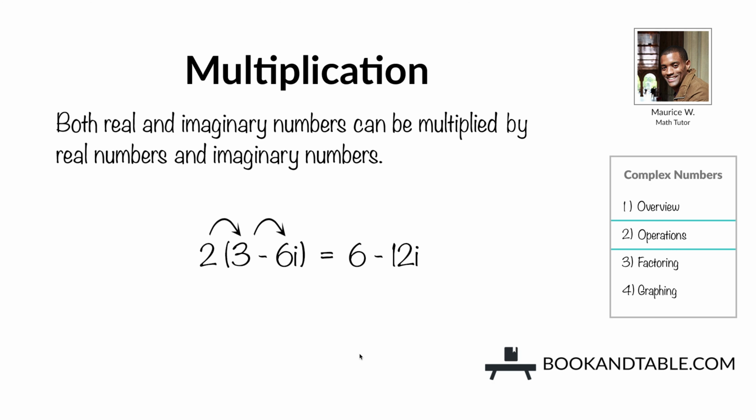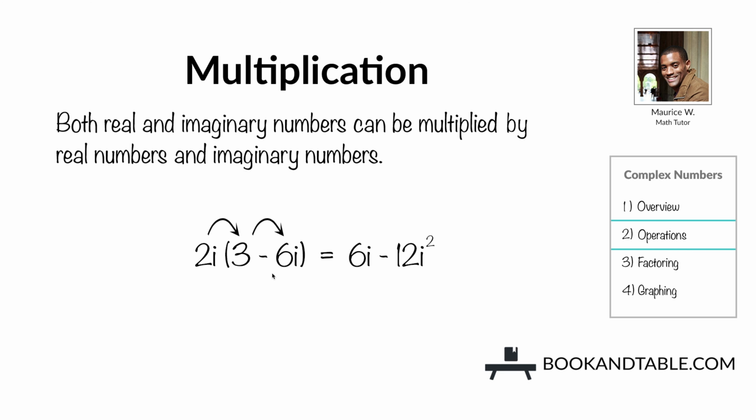Now let's discuss how we multiply complex numbers. Both real and imaginary numbers can be multiplied times real and imaginary numbers. Here's what I mean. Let's say we have a complex number 3 minus 6i. We can multiply it times 2, a real number. We multiply 2 times the real number 3, and that gives us a real number 6. We multiply 2 times the imaginary number, negative 6i, and that gives us negative 12i. So we can multiply a complex number times a real number, and the product is a complex number.